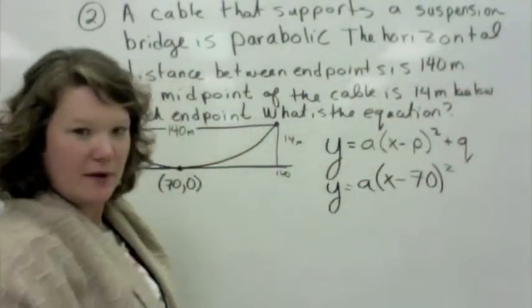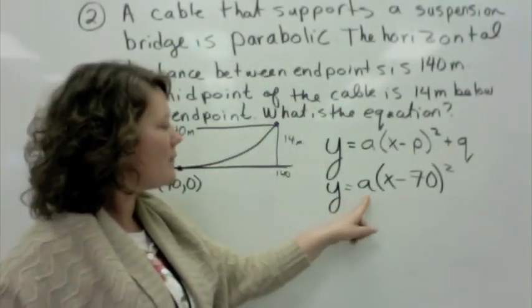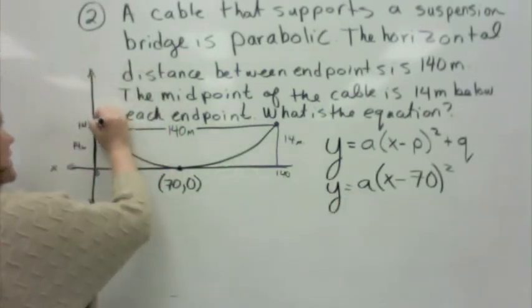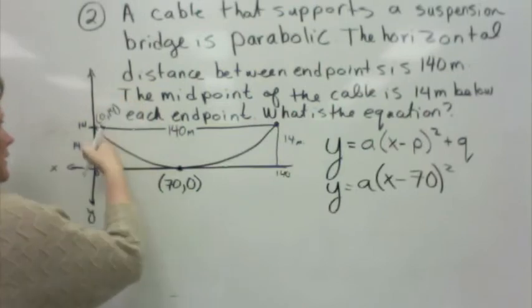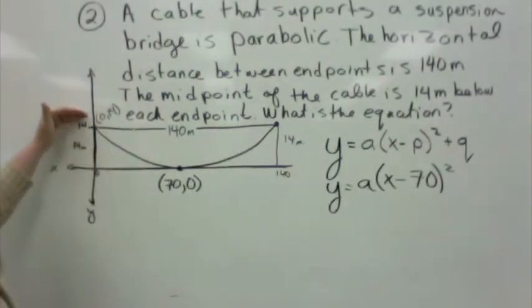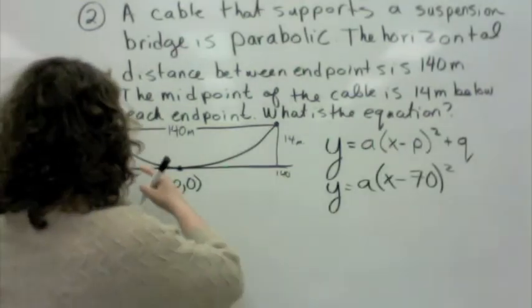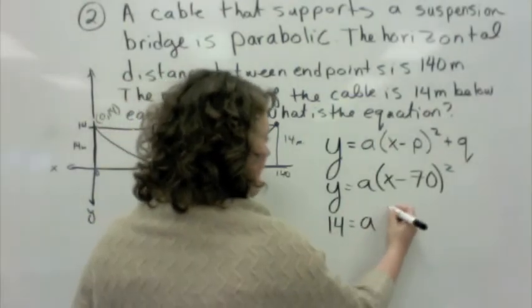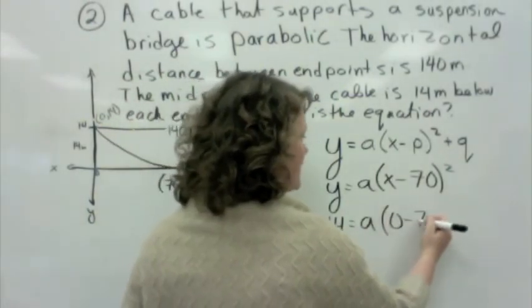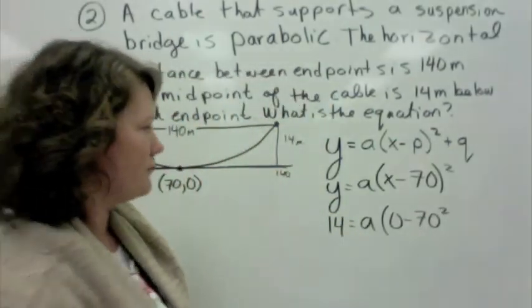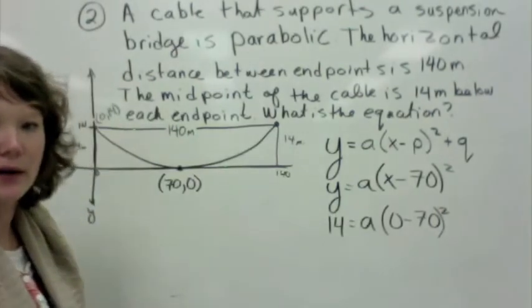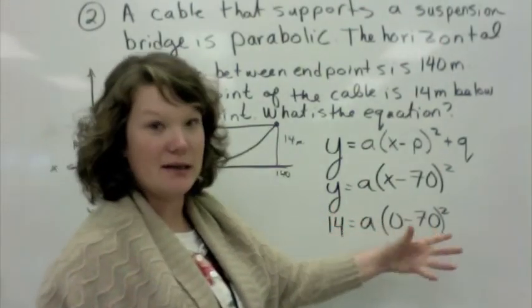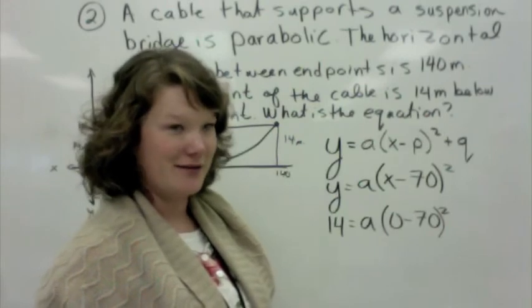Now, we've done this sort of question before. What we need to do is solve for the a, but we need to use a point. The easiest point here, folks, is to go here, (0, 14), because remember, the endpoint is 14 meters above the vertex. Okay, so (0, 14). We know that our x is 0 and our y is 14. So we say 14 equals a, and instead of x, we write 0 minus 70 squared. We know that 0 minus 70 is negative 70 squared.